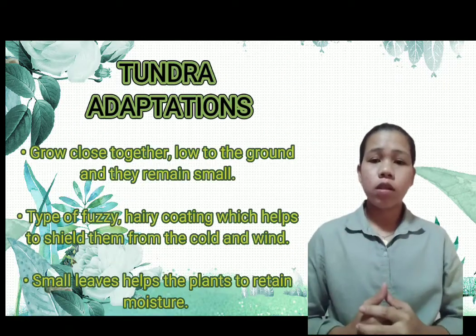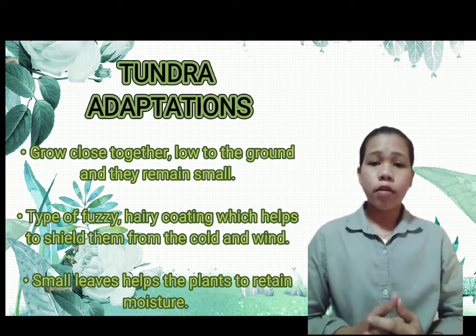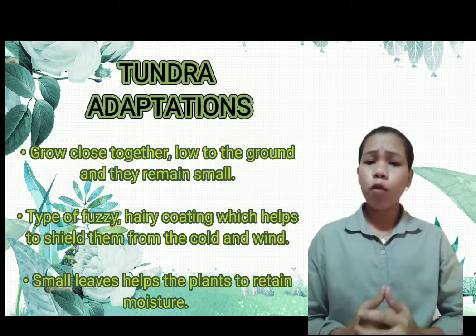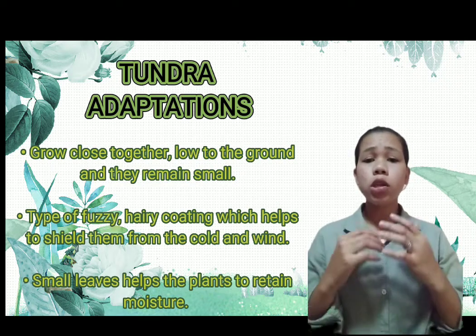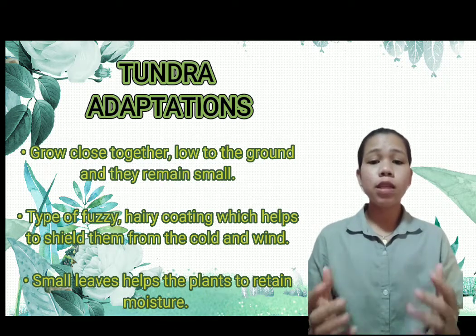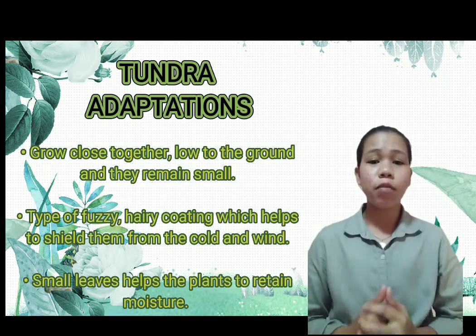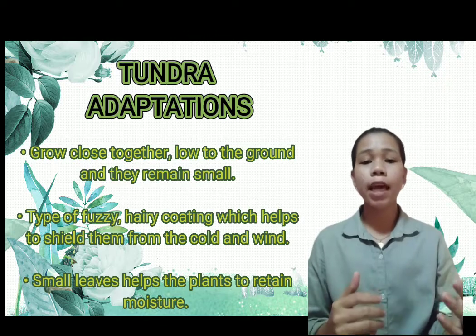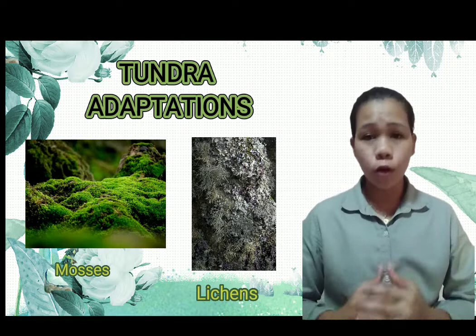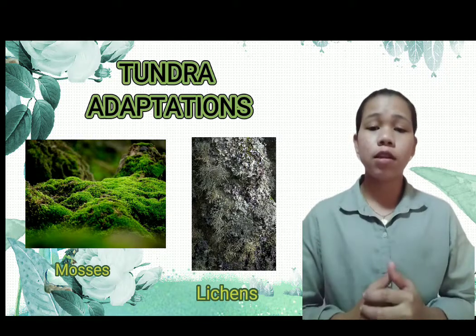Tundra adaptations: plants grow close together, low to the ground, and they remain small. They have a fuzzy, hairy coating which helps to shield them from the cold and wind. Small leaves help the plants to retain moisture, just like mosses and lichens, which can grow without soil cover over vast areas of rocks in the tundra.